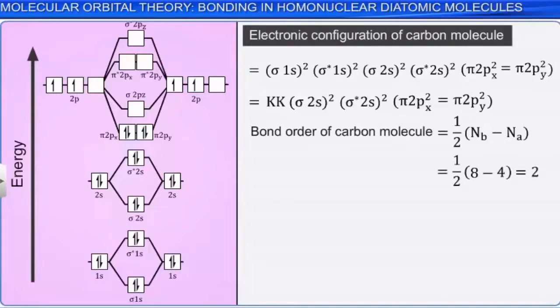The bond order of carbon can therefore be calculated as half of 8 minus 4, which equals 2. In a carbon molecule, the two atoms have a double bond between them. Both the bonds are pi bonds due to the presence of 4 electrons in 2 pi molecular orbitals. A carbon molecule is diamagnetic as no unpaired electron is present in its molecular orbitals. It is found to exist in the vapor phase. Now let's look at the bonding in an oxygen molecule.